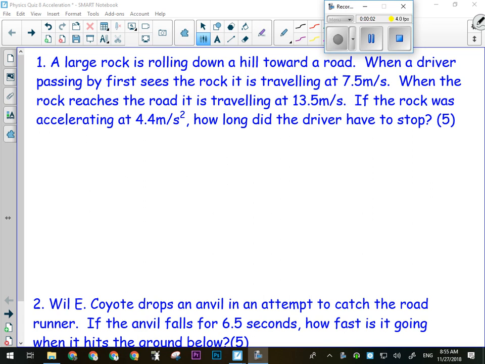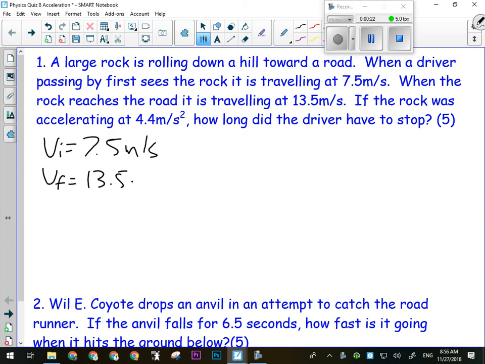So for our first one, we have a large rock rolling down a hill toward a road. When the driver passing by first sees the rock, it's traveling at 7.5 meters per second. So that is our initial speed or initial velocity. When the rock reaches the road, it's traveling at 13.5 meters per second. So that'll be our final speed. The rock was accelerating at 4.4 meters per second squared.